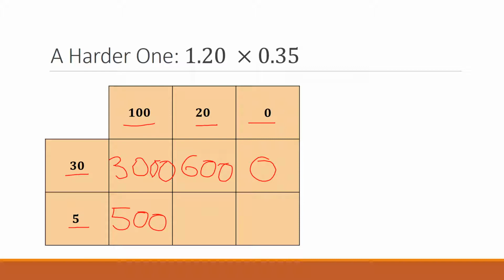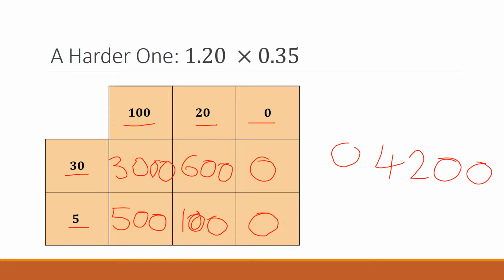5 times 20: 5 times 2 is 10, and then add a 0, so that's 100. And 5 times 0 is just 0. Now, if you verify that on a calculator, or I'd encourage you to do it by hand because we're doing everything by hand for this exercise, that adds up to 4,200. Now, that's a 4-digit number, and there were 4 decimal places in 1.20 times 0.35. So we've used up all 4 decimal spaces, and then we just have to add a 0 and a point.